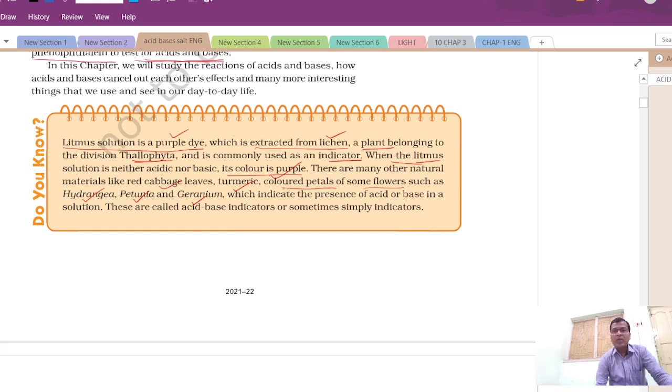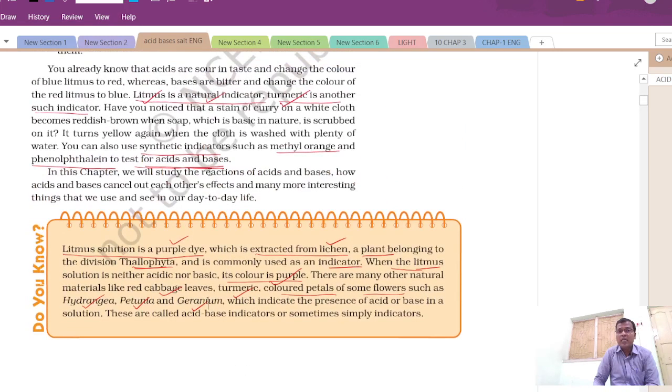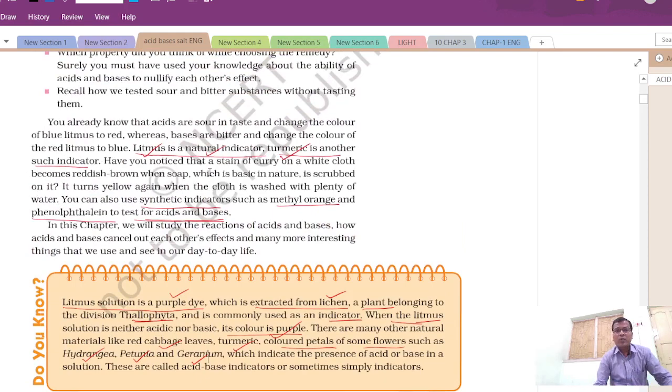So you may be given options and asked which of the following is correct, or which of the following is not a natural indicator. So which of the following is not a natural indicator? As I have already told you, there are synthetic indicators such as methyl orange and phenolphthalein.